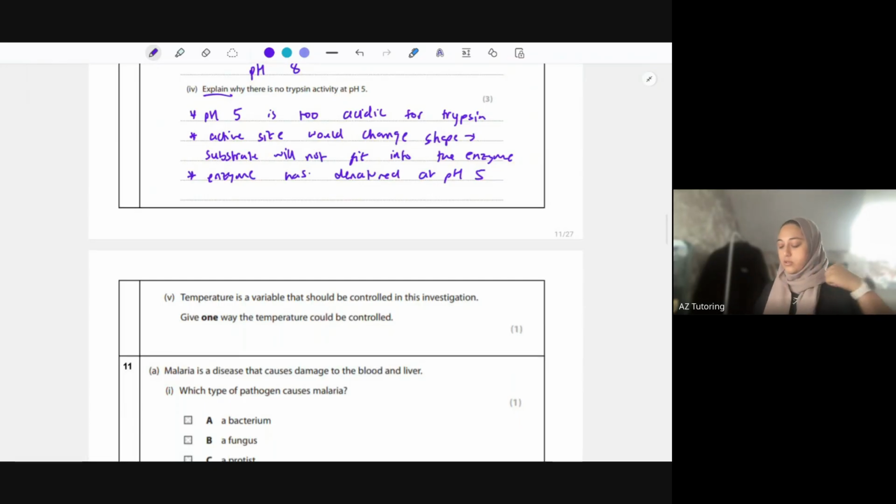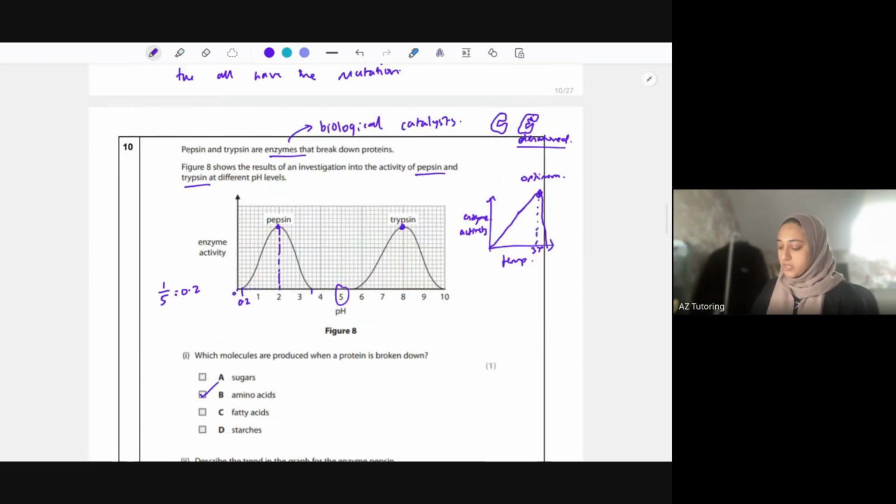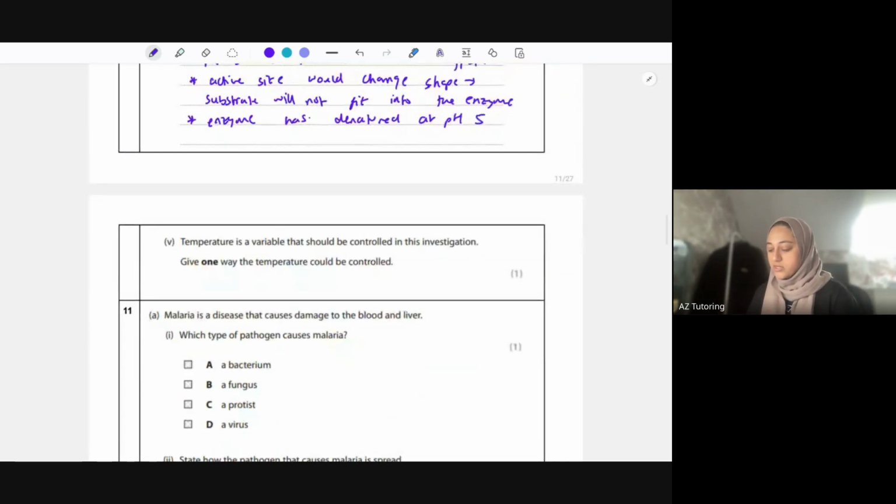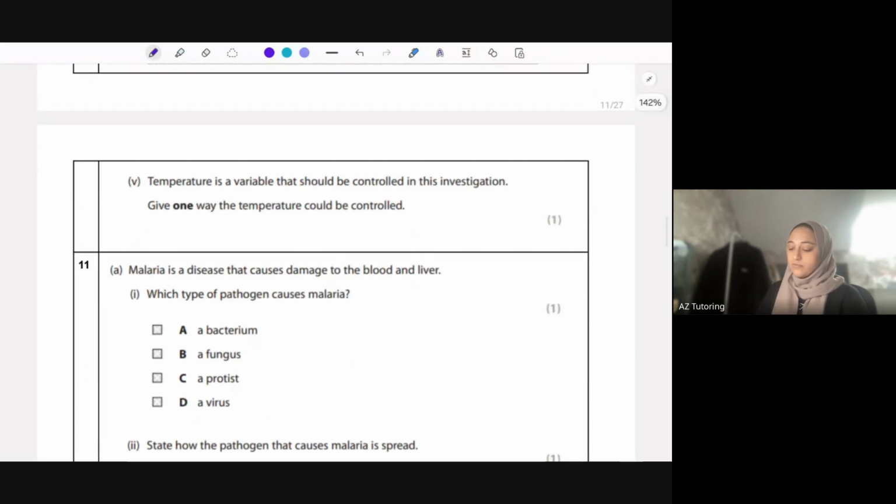Okay, it then says temperature is a variable that should be controlled in this investigation. The reason why the temperature should be controlled is because temperature, as we spoke about here, is also a factor which affects enzymes. So the 2 factors you need to know for GCSE for enzymes is pH and temperature. They're the only ones that they expect you to know. To give one way that the temperature could be controlled, you could use a water bath. So do the experiment in a water bath just to keep that temperature the same.